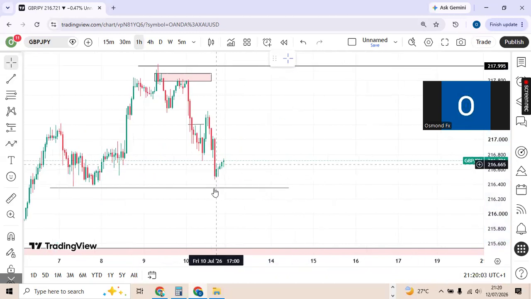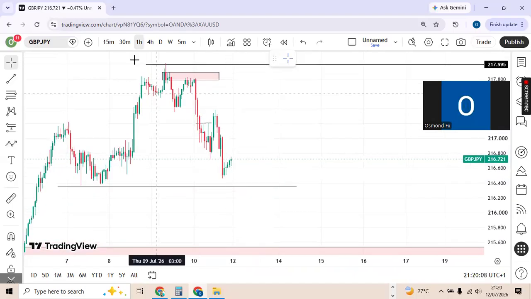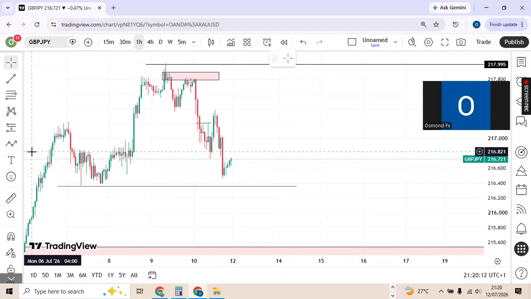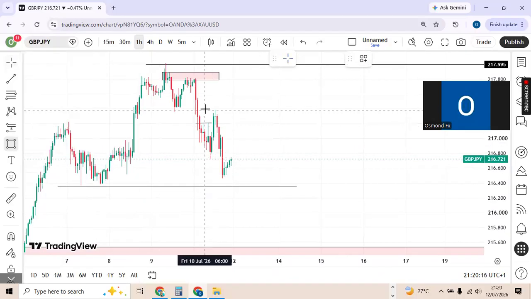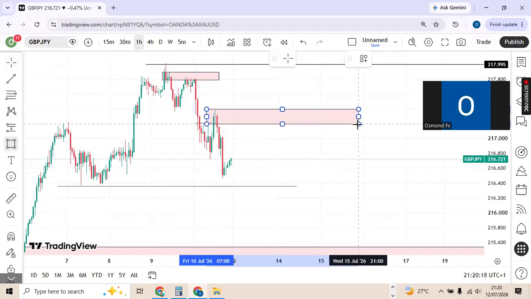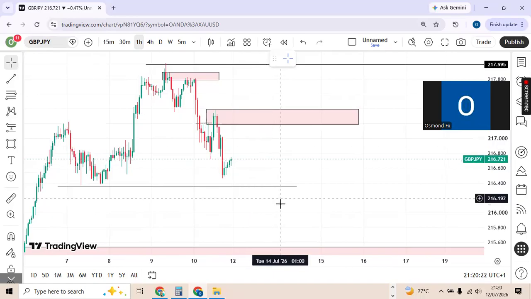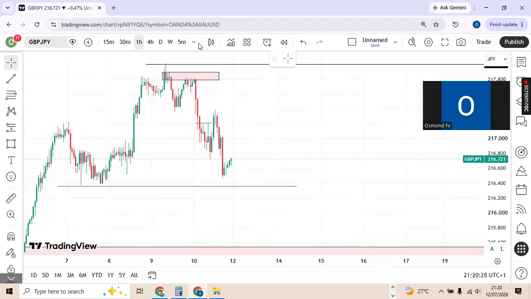The structure is not yet clear to me right now. I can't really see where we are going to be entering from. Maybe we can see a push to the upside here. As well, you can see a push to the upside. You can sell from here to this down area, right? But just know that this week, expect more sell from GBP JPY.